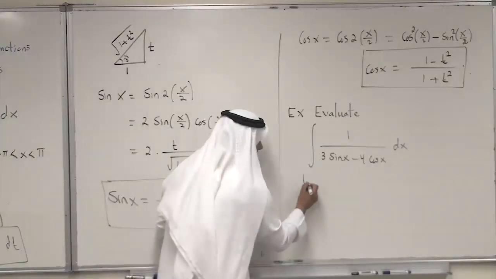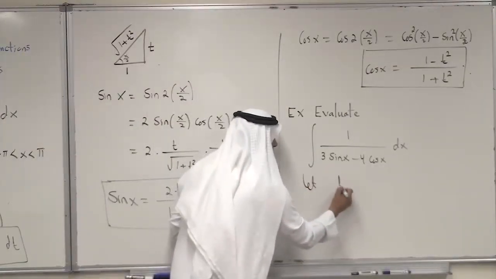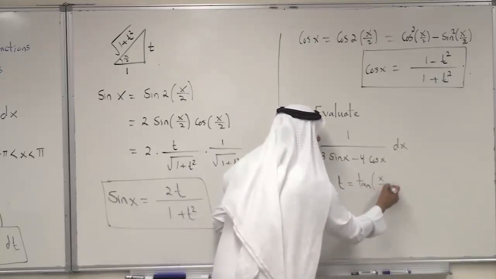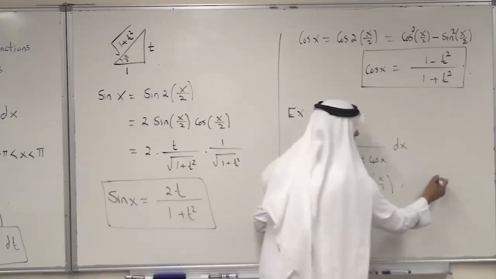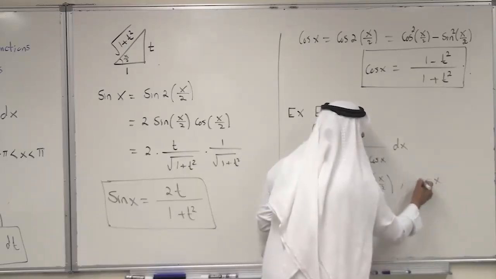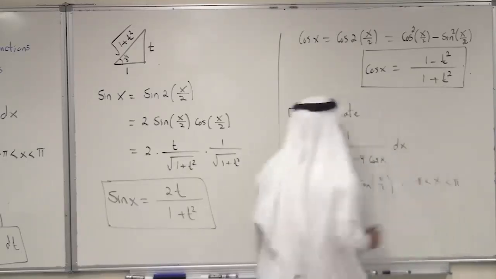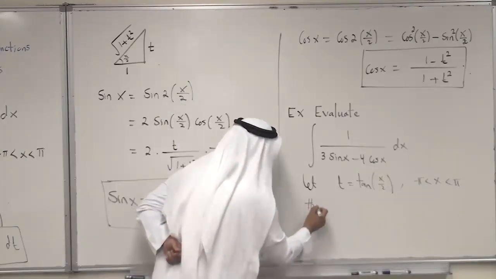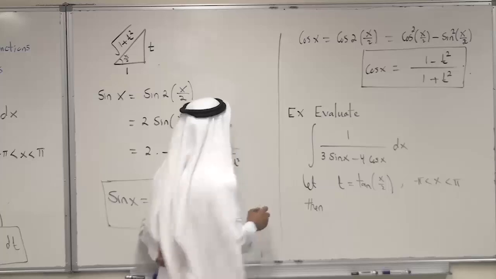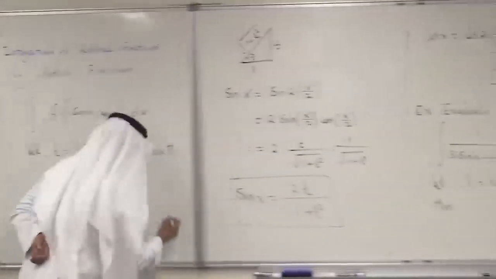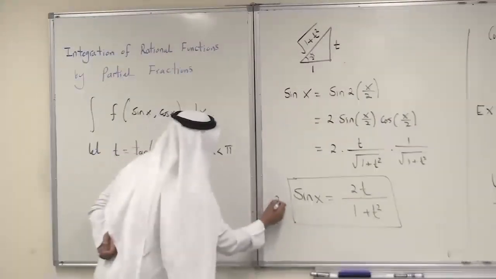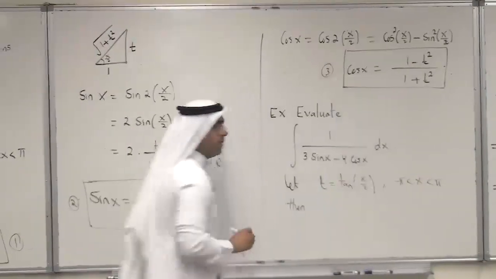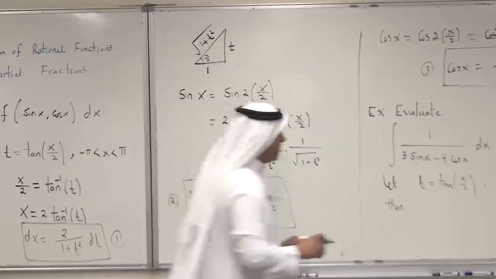So if we let t equal to tangent x over 2, and specifically we are moving in this interval minus pi and pi, then we have the following formulas. We have 1, 2, 3. This is what we have. We use them now to substitute.